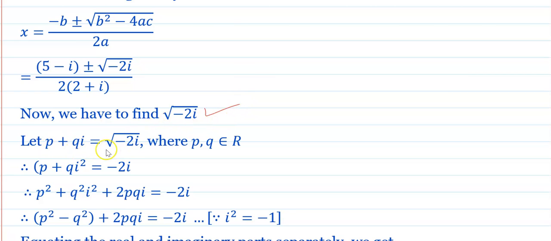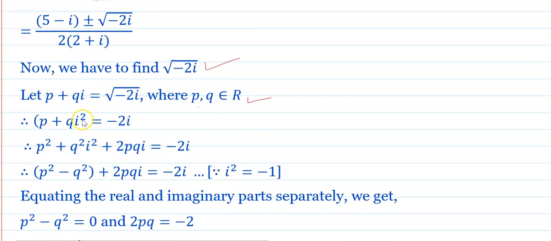Let p plus qi is equals to root of minus 2i, where p comma q belongs to the set of real numbers. Squaring on both sides. That is, p plus qi bracket square is equals to, we squared it, that is equals to minus 2i. p plus qi bracket square, p square plus q square i square plus 2pqi. That is equals to minus 2i.